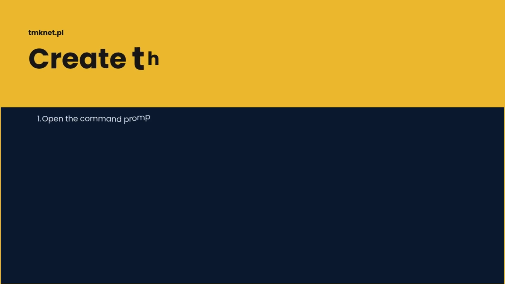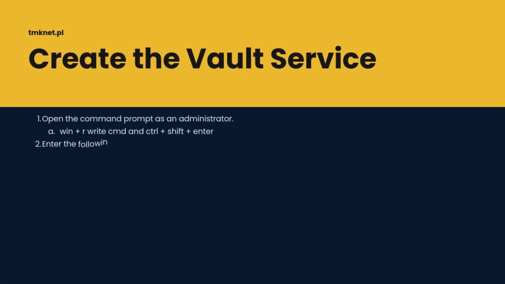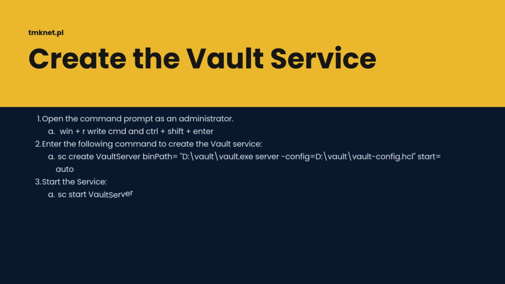Now that you have prepared the configuration file, you can create the Vault service. Follow these steps. 1. Open the command prompt as an administrator. Press Win+R, type CMD, and then press Ctrl+Shift+Enter to open the command prompt with administrative privileges. 2. Enter the command to create the Vault service.